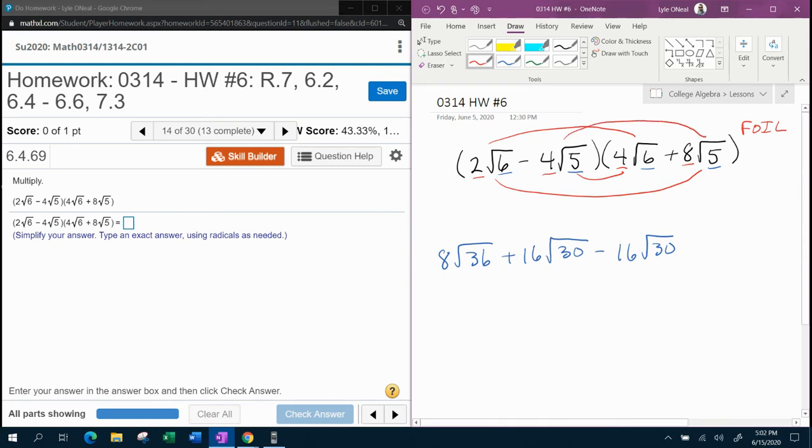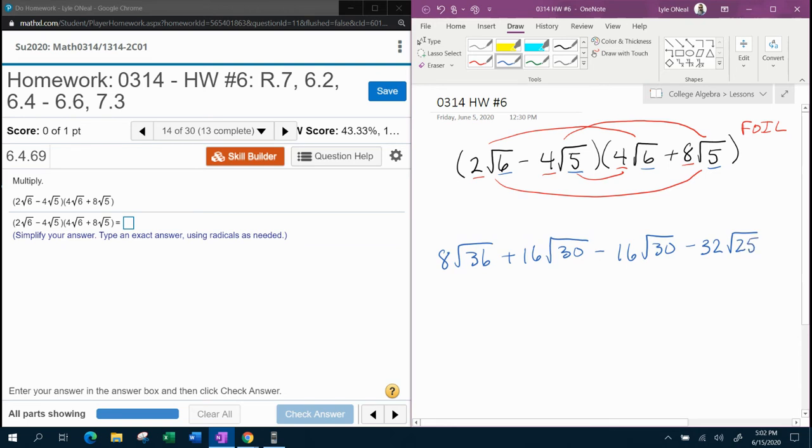Last but not least, we have negative 4 times 8. Negative 4 times 8, that is negative 32. Square root of 5 times square root of 5, that is square root of 25.